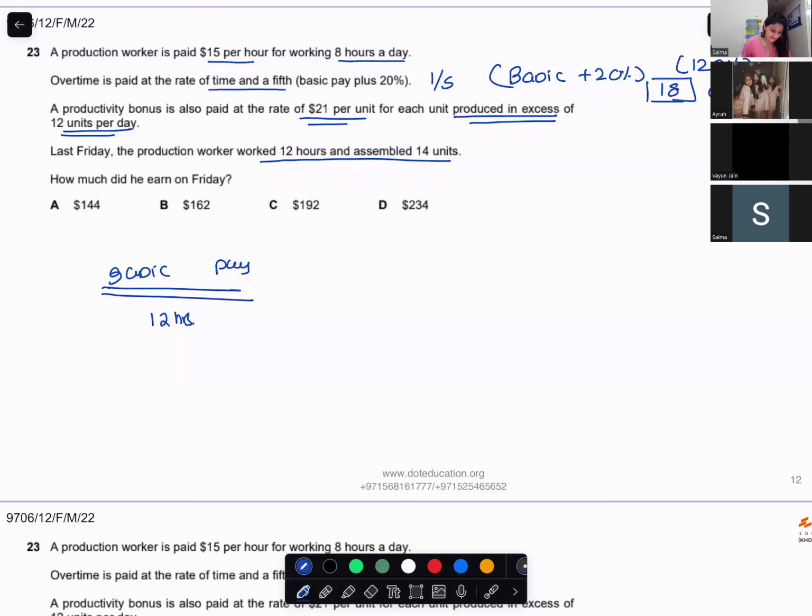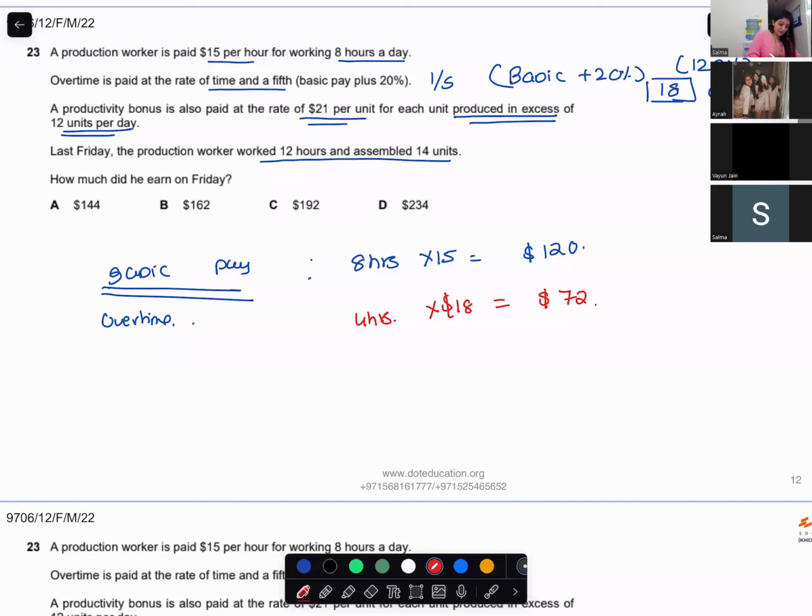Yeah. They had to work for 8 hours, right? So 8 into 15. So basic pay would be 8 hours into 15, so it will become $120. Then overtime. How much is overtime? Overtime is 20% of basic pay, one-fifth. 4 hours into 18. So it is $72.